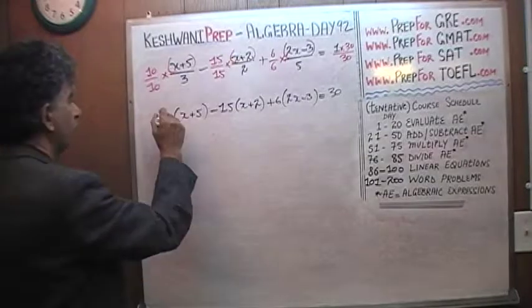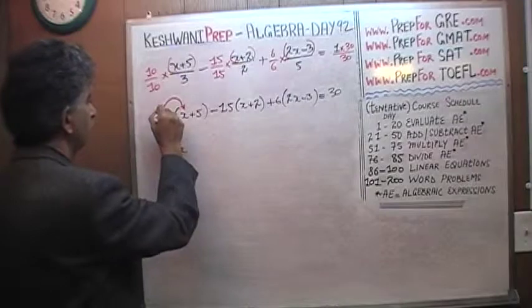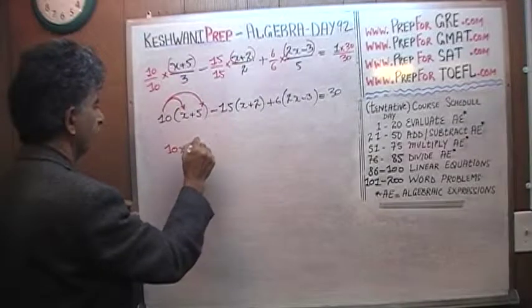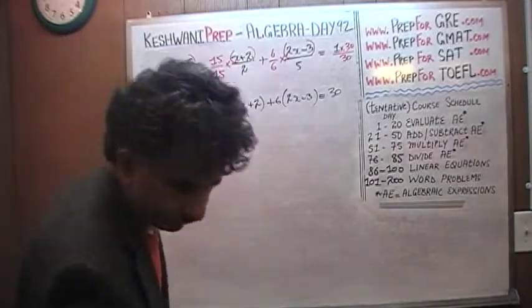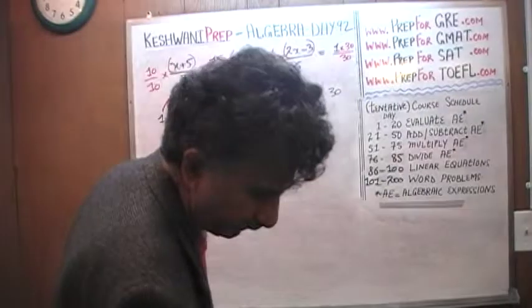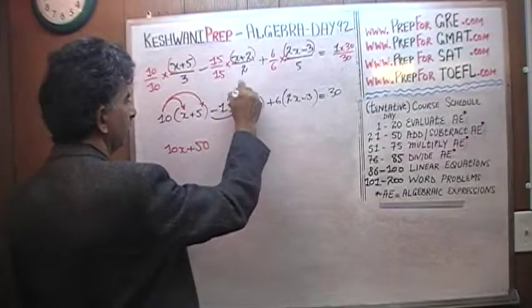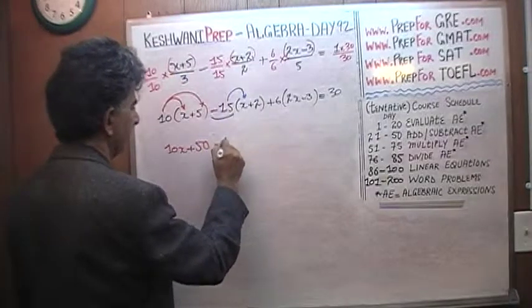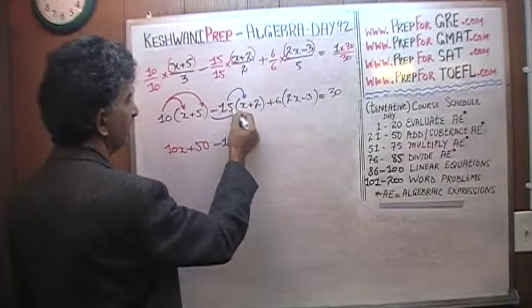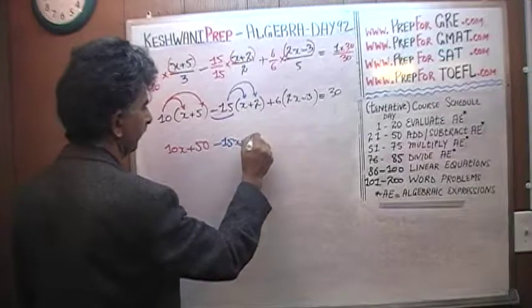Let's do it out now. 10 times x is 10x. 10 times 5 is 50. Now keep in mind that here we have a negative 15. Don't forget the negative sign. We have a negative 15. Negative 15 times x is negative 15x. Negative 15 times positive 2 is going to be negative 30.